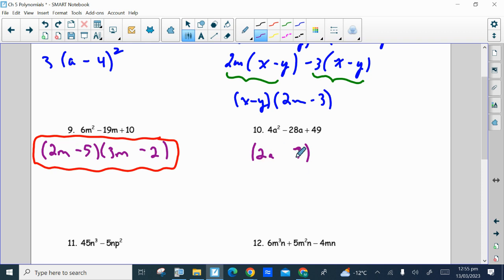So 2a times 7 is 14a, doubled is 28a. So it is a perfect square trinomial. And because the middle term is minus 28a, the sign between the 2a and the 7 is minus as well. There's your factors. 2a minus 7, 2a minus 7.